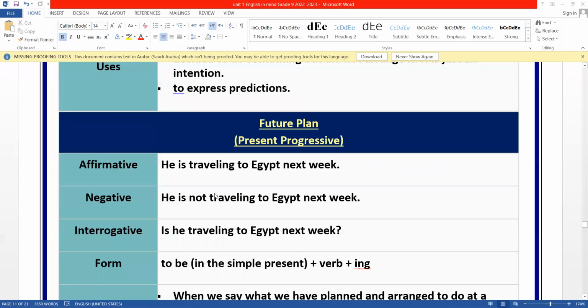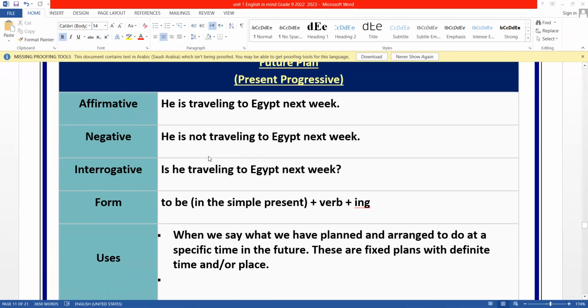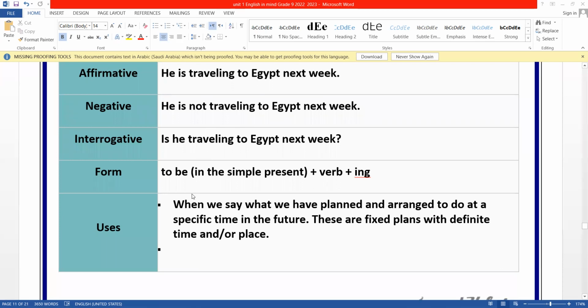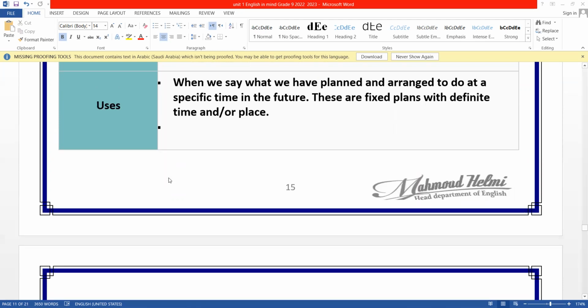Future plan, the present progressive. He is traveling to Egypt next week. As you see here, we use the present progressive to talk about future plans. Negative: he's not traveling to Egypt next week. Interrogative: is he traveling to Egypt next week? Form: verb to be, am, is, are, in the simple present plus verb plus ing. It is used when we say what we have planned and arranged to do at a specific time in the future. These are fixed plans with a definite time and or place.